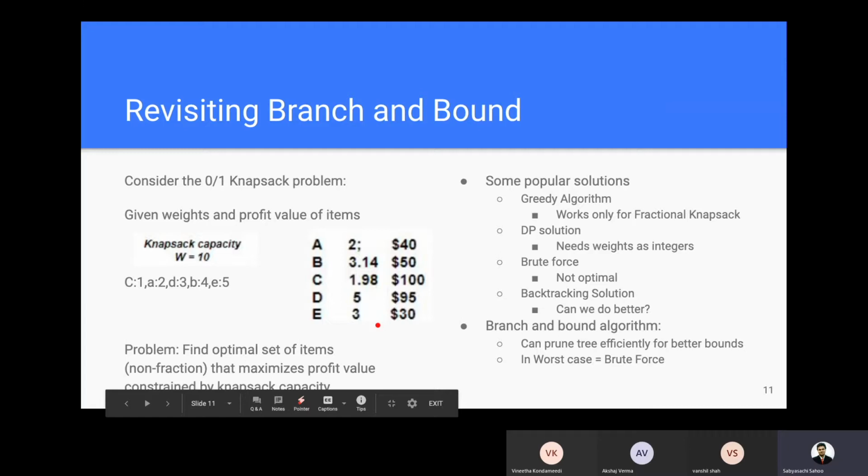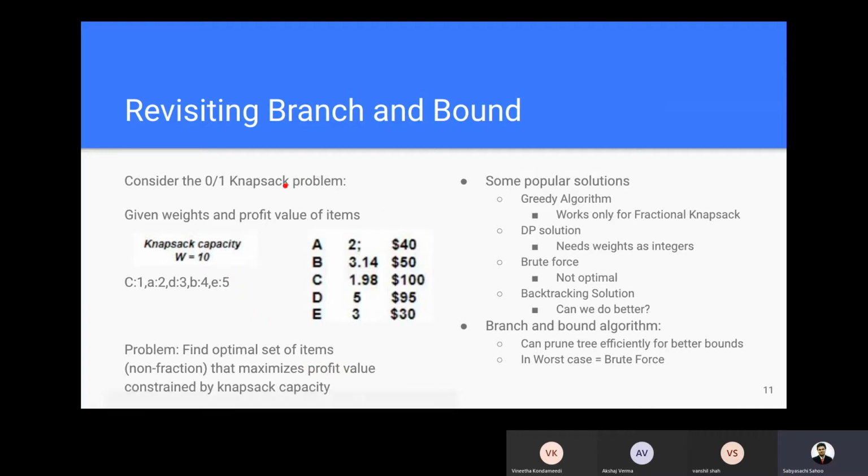So any questions on your understanding of what the 0-1 knapsack problem is here?